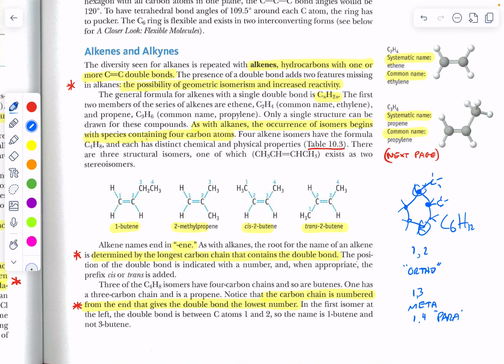So we could have para-dichlorocyclopentane or ortho-dimethylcyclopentane or meta-dimethylcyclopentane when the methyl groups are on the 1,3 attachments.